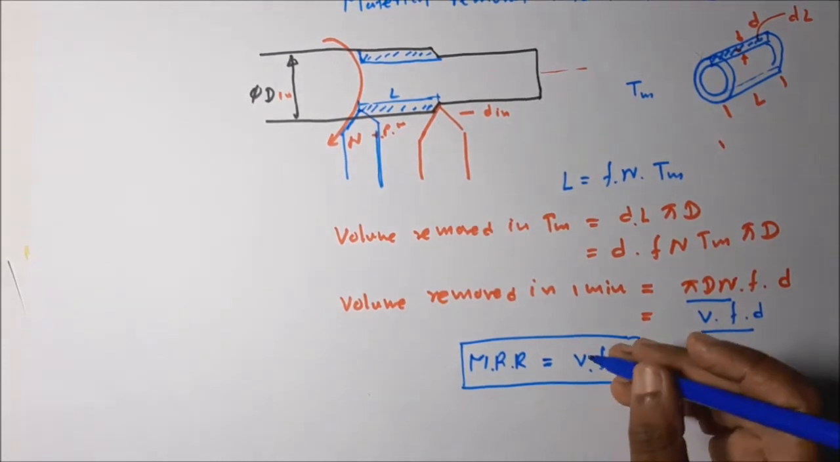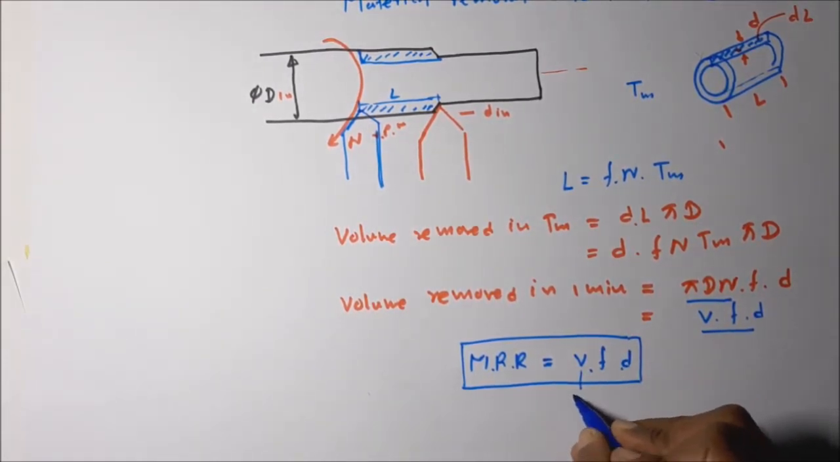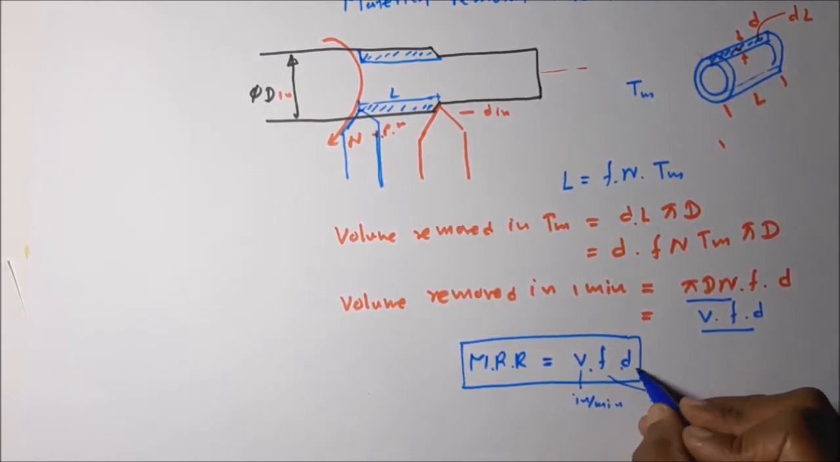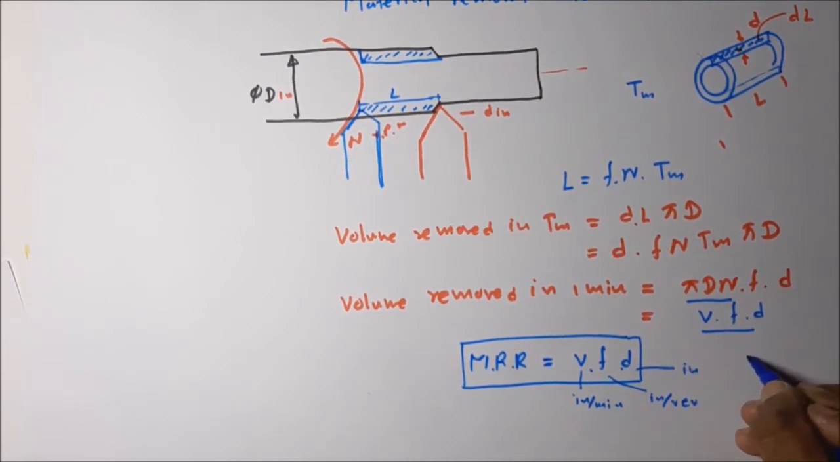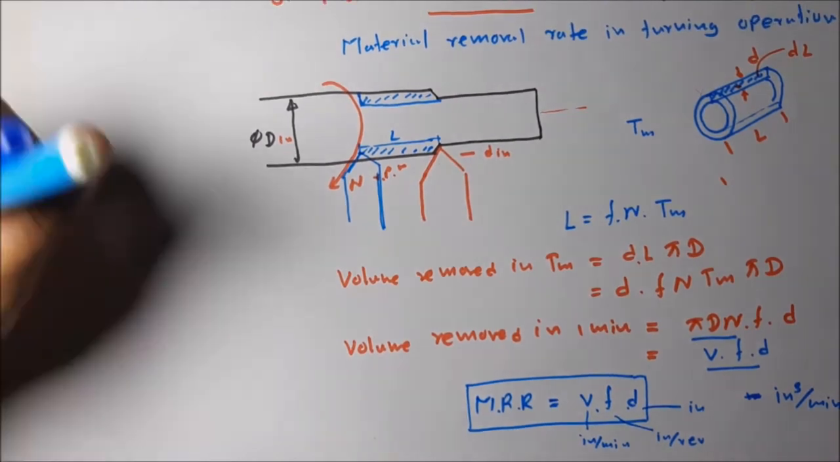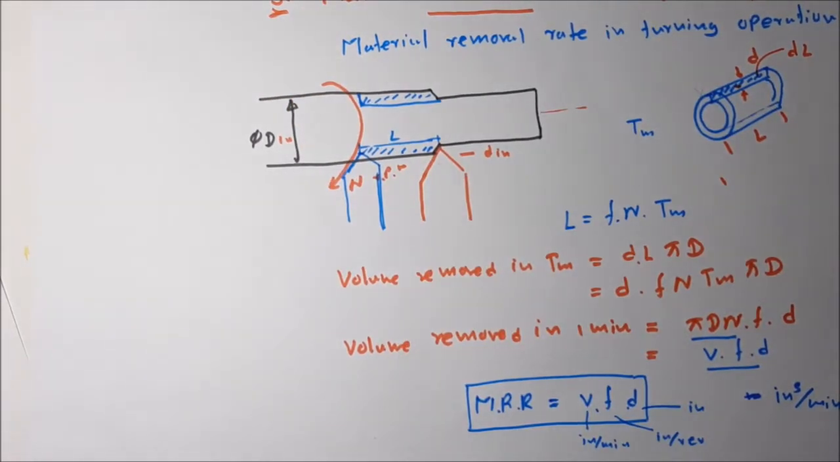If you substitute V in inches per minute, F in inches per revolution, and D in inches, you get the answer in cubic inches per minute. This is how we calculate the material removal rate in machining turning operations. Then next we are going to discuss machining time.